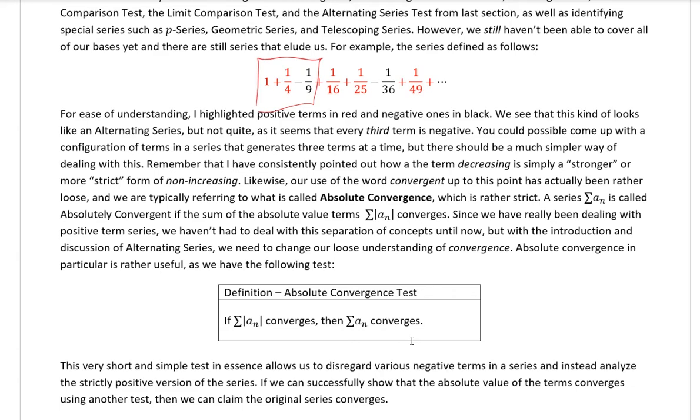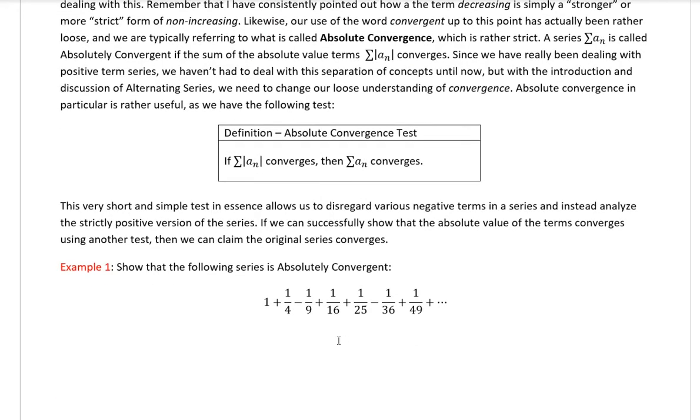That essentially means that in a complicated series like the one above, with some weird amount of positive terms and a weird amount of negative terms, we can instead just look at the positive version of everything, and if that converges, then if I just sprinkle in some negatives throughout there, that won't change the convergence. Now, in order to apply that, it's relatively simple.